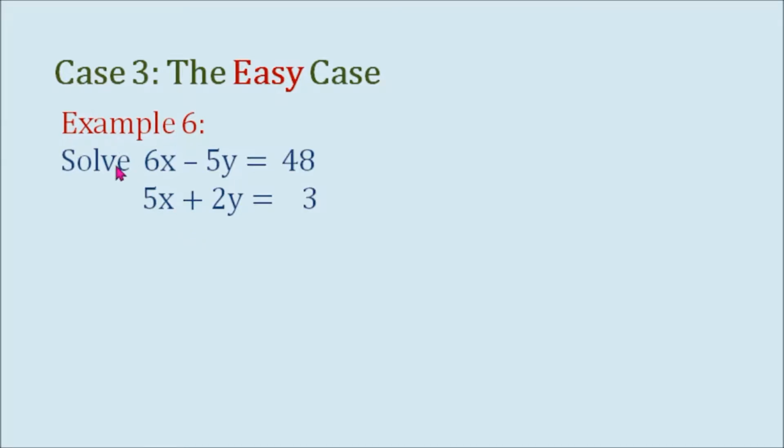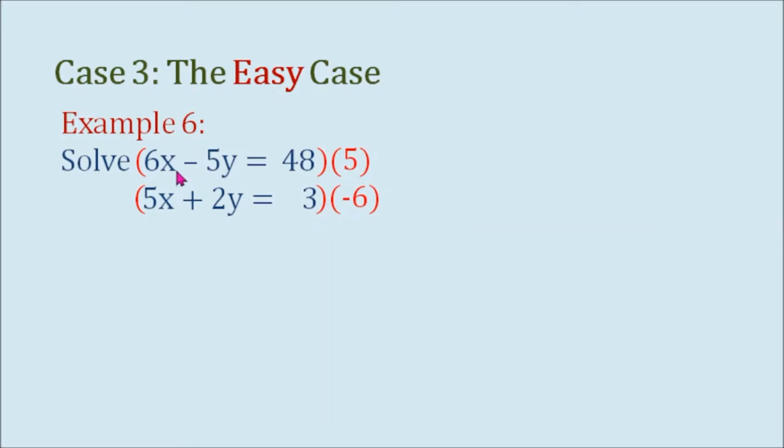Example number 6, solve 6x minus 5y equals 48 and 5x plus 2y equals 3. Why is it called the easy case, not the easiest case, nor the easier case? It's because we need to multiply the two equations by two different numbers to eliminate one variable. Now to eliminate x, we are going to multiply the first equation by 5 and the second equation by -6.